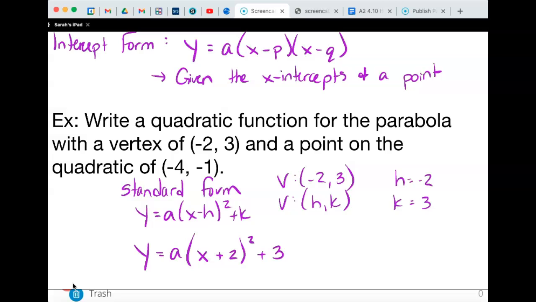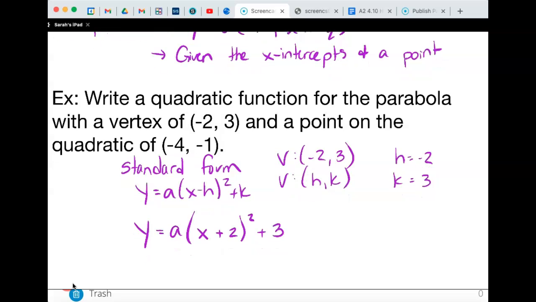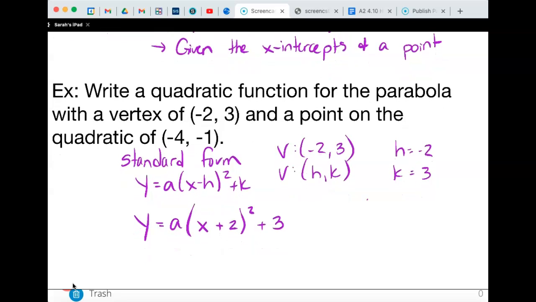But I still need to figure out what the a value is. And that a value is going to be some number, I just don't know what it is. So the vertex is already used. We're going to use negative 4, negative 1 to solve for the a value. So what does negative 4, negative 1 represent?